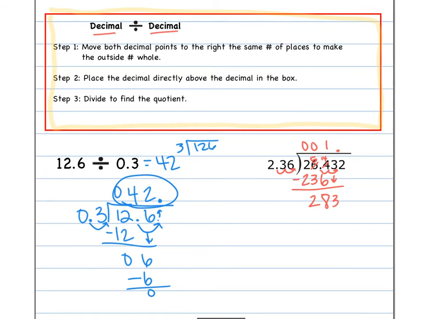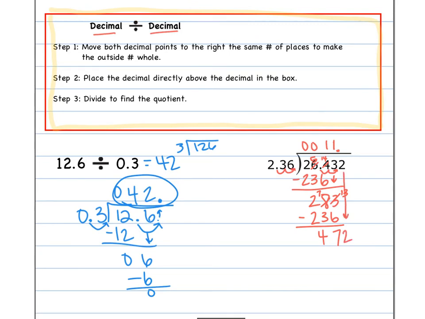So now 236 goes into 283 one time. Multiply, that's 236. Do our subtraction. Can't take 6 away from 3, so this becomes 7. This becomes 13. Okay. Now we subtract. 13 minus 6 equals 7. 7 minus 3 is 4. Drop down my next number here.